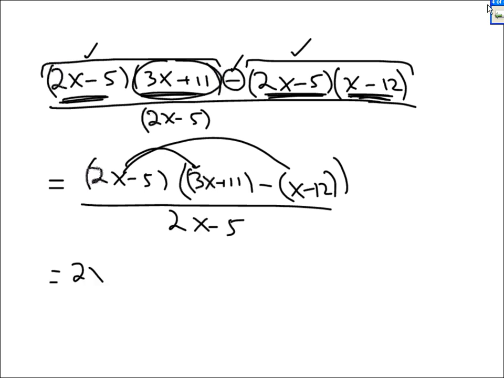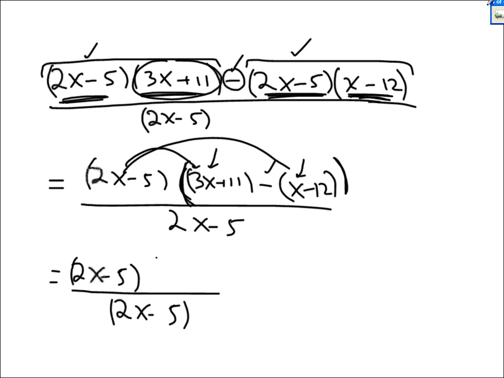Okay, let's do a little arithmetic by cleaning up what's inside the big bracket. You have 3x, and you are taking away x. That leaves you with 2x. You have 11, and you are taking away negative 12, so you're adding 12. 11 plus 12, 23.